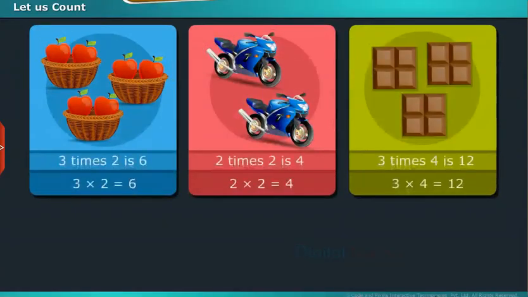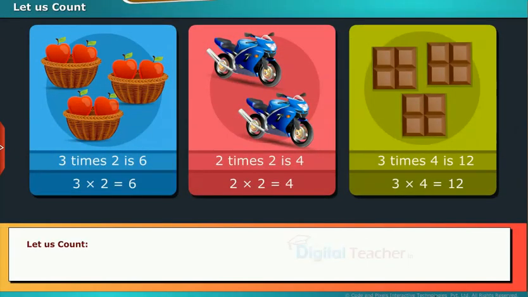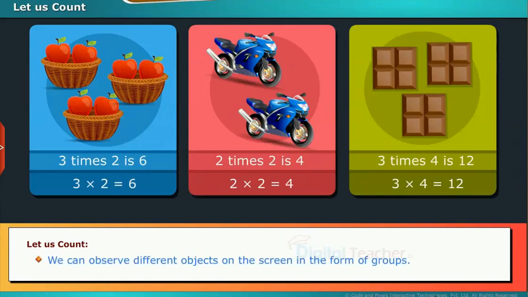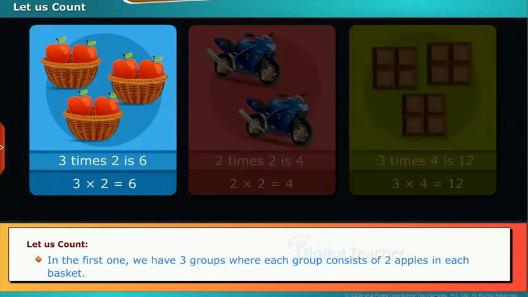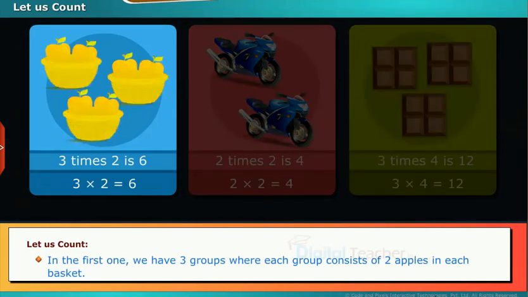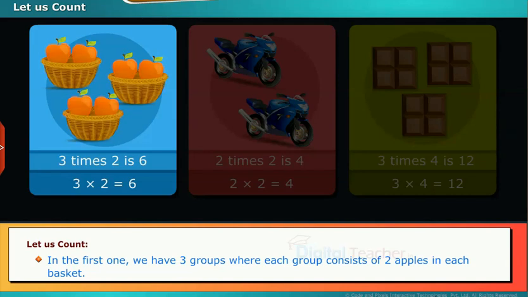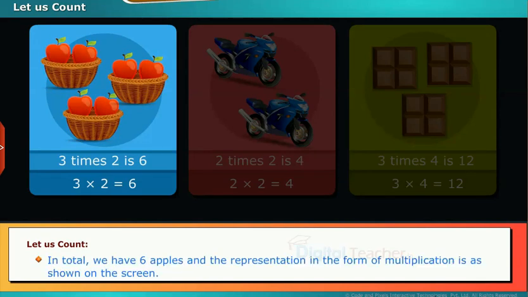Here we can find the numbers in the form of groups of things. We can observe different objects on the screen in the form of groups. In the first one, we have 3 groups where each group consists of 2 apples in each basket. In total, we have 6 apples and the representation in the form of multiplication is as shown on the screen.